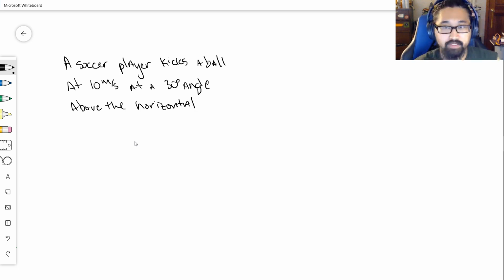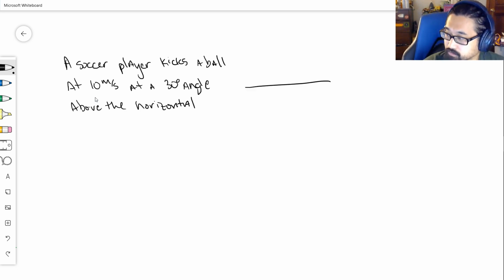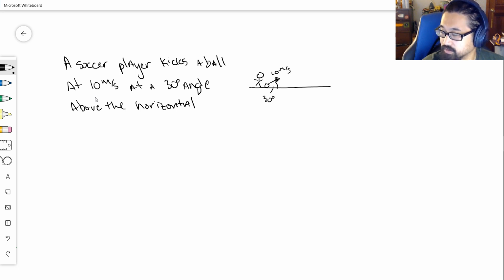There are kind of three versions of the question that could be asked here, but right now, I'm just going to hit pause on the question and look at the information that we have. Previously, we would have just said the initial velocity is 10 meters per second, but if I draw a picture of what's happening, I have this soccer player about to kick the ball like this, at 10 meters per second at a 30-degree angle.